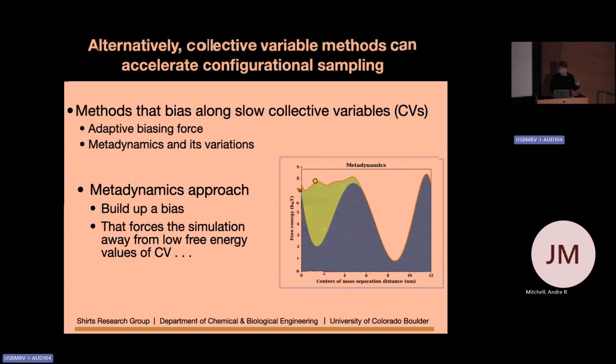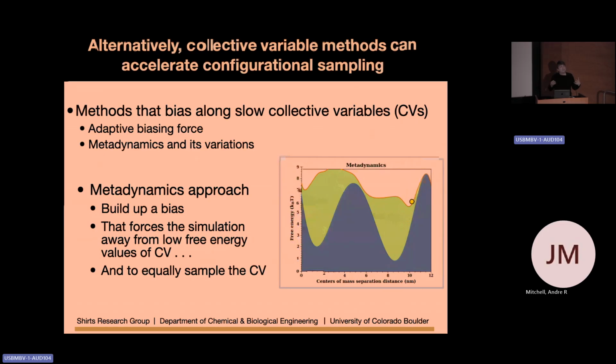That forces the simulation away from the low free energy values of the CV and allows it to go into other values along the CV and equally sample the CV. There are a lot of convergence issues to deal with, but this is a way to force things away, if you can identify a CV. Okay, but wait a minute though.